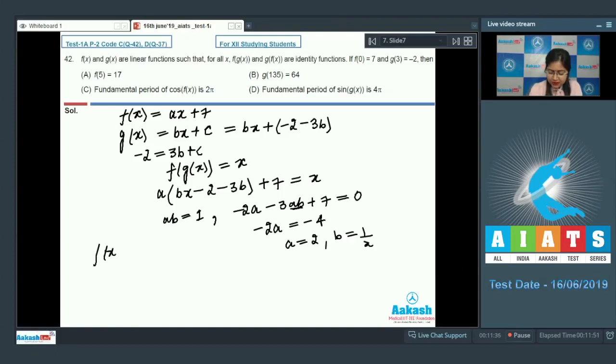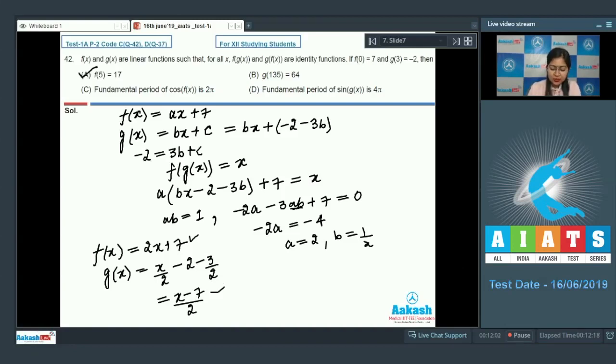Hence, the function f(x) is equal to 2x plus 7, and the function g(x) will be equal to x by 2 minus 3 by 2. So, that is equal to (x minus 7) divided by 2. So, this is f(x) and g(x). So, f of 5 will be equal to 17. That is correct. And g of 135 will be equal to 128 upon 2, that is 64. So, this is also correct.